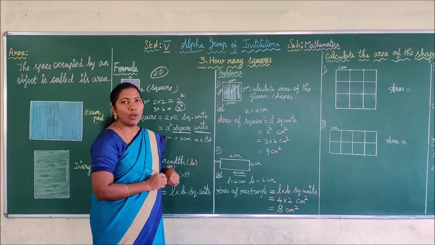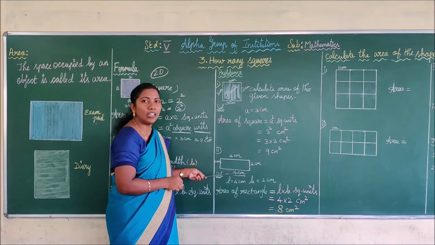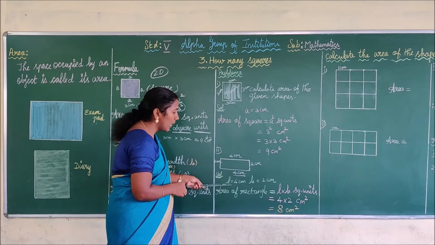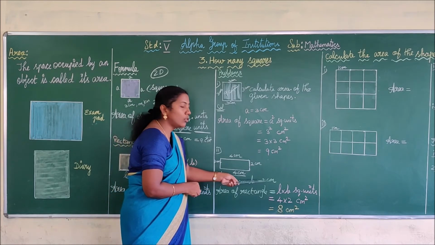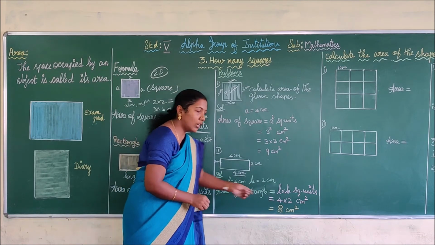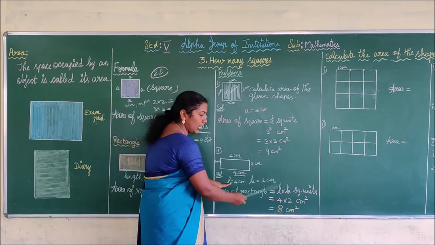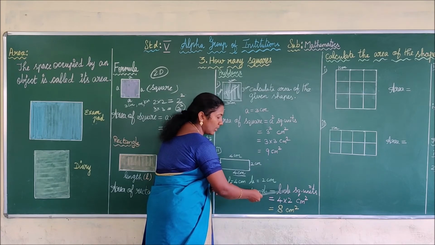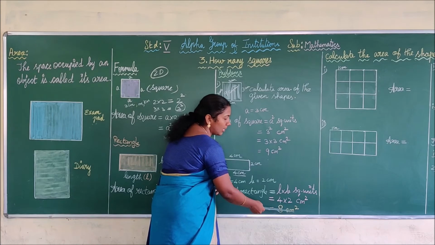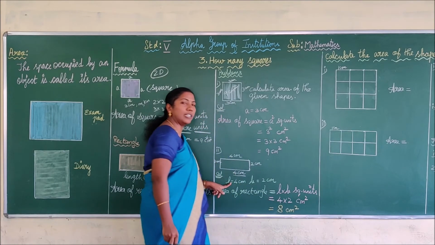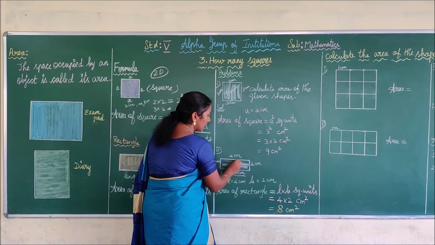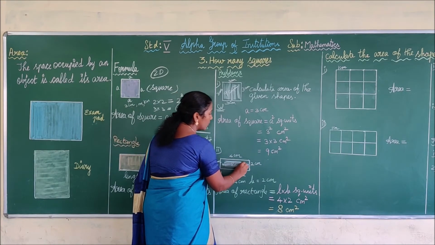Now what is the value of L? 4 centimeter. What is the value of B? 2 centimeter. You have to write the value. L equal to 4 centimeter. B equal to 2 centimeter. Now we are going to substitute these values in the formula. Instead of L, we are substituting 4 into. Instead of B, we are substituting its value 2. 4 into 2, 8, and write the unit as centimeter square. It's clear, children? Thus, we have calculated the area of the rectangle as 8 centimeter square.